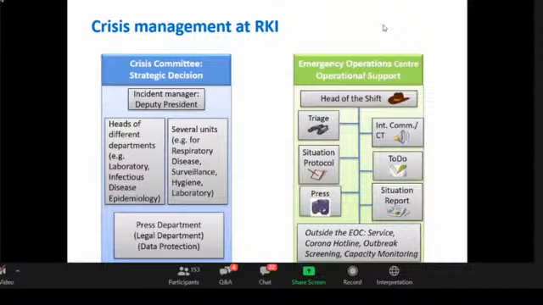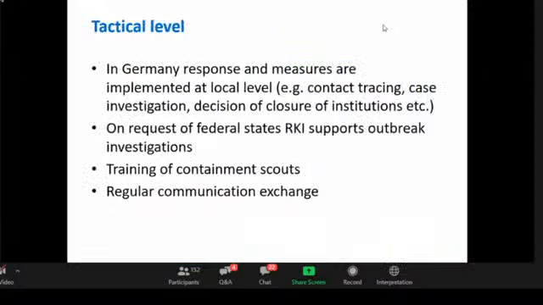So we now have on the left side the strategic level of our Robert Koch Institute, and on the right side the operational level, and in between we also have a link. We have a position called head of the EOC, and this is a person who knows what's going on in the EOC, but is also part of the crisis committee and joins the crisis committee meetings. Next slide.